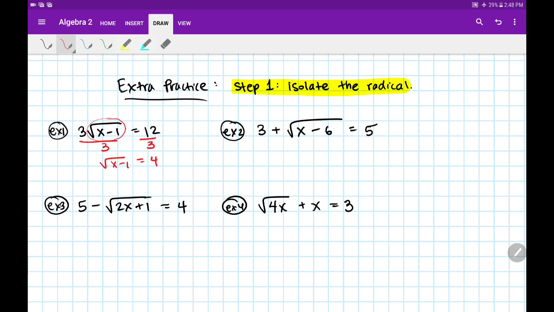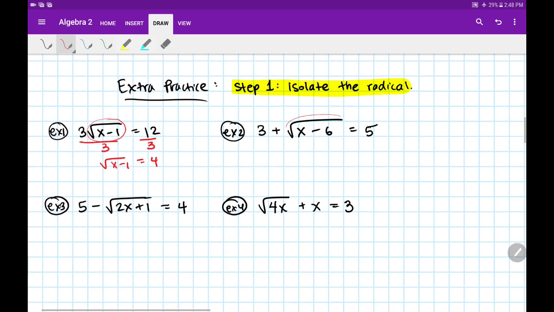Okay, and example 2. So I'm not going to work these out all the way. I just want to make sure we're comfortable isolating our radical. If you want to, you can work them out later, and then I'll post the answers at the end of the video. Okay, in example 2, we need to get our radical by itself.